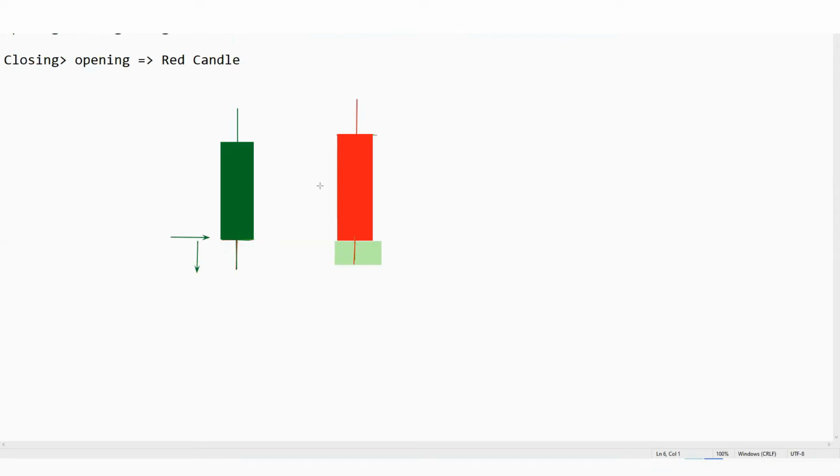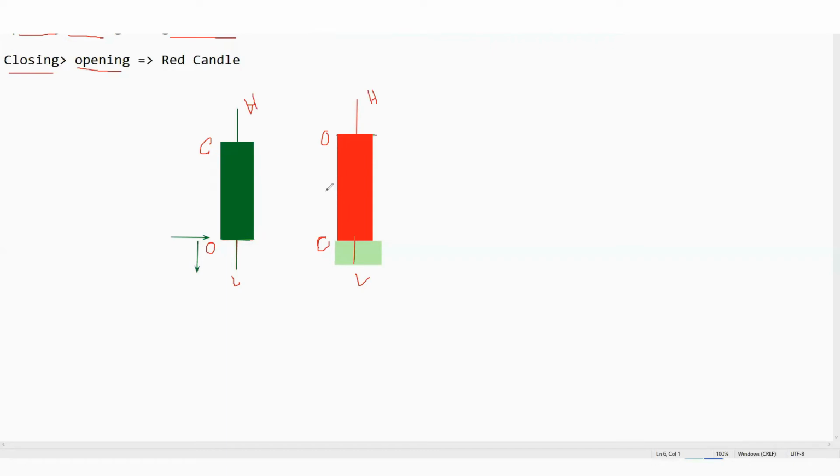Okay, so these are the wicks of the candle, topping and bottom. The opening of the candle is this, and this is the closing of the candle. Sorry, this is the closing of the candle, this is the opening of the candle, this is the low of the candle, this is the high of the candle. And in a red candle, this is the high, this is the low, this is the opening, this is the closing. That means for a green candle, opening is less than closing.